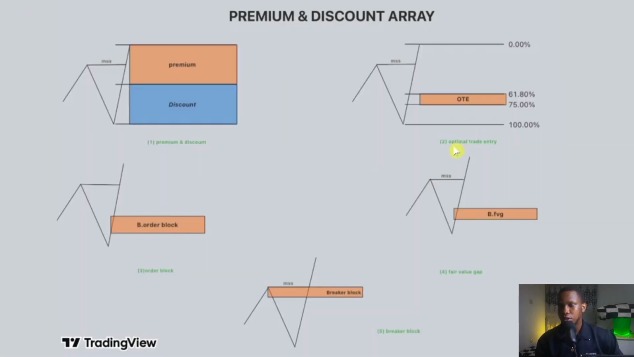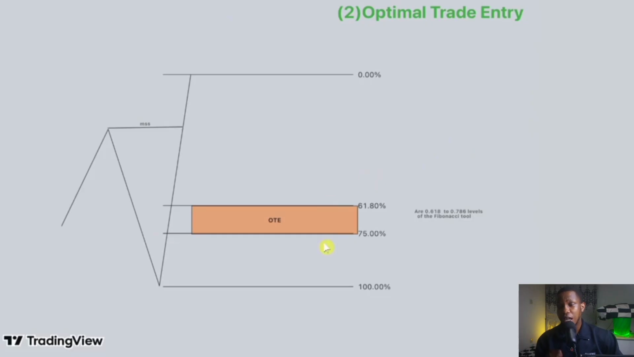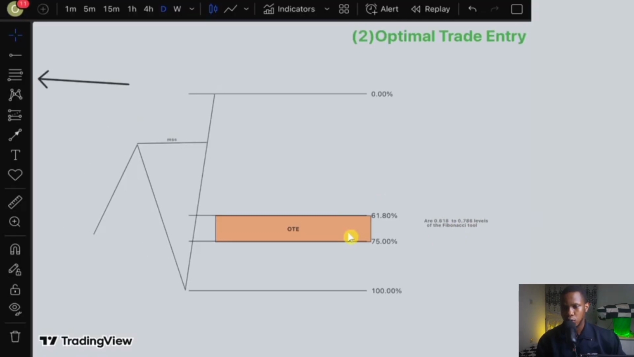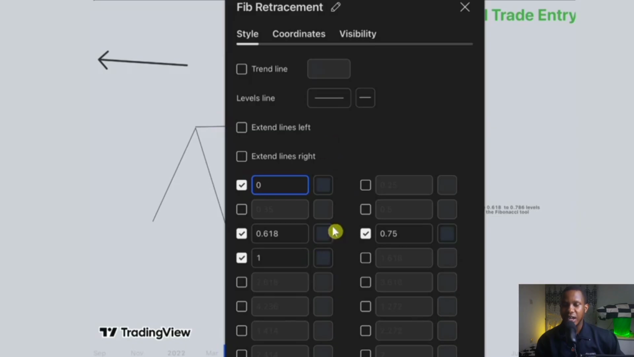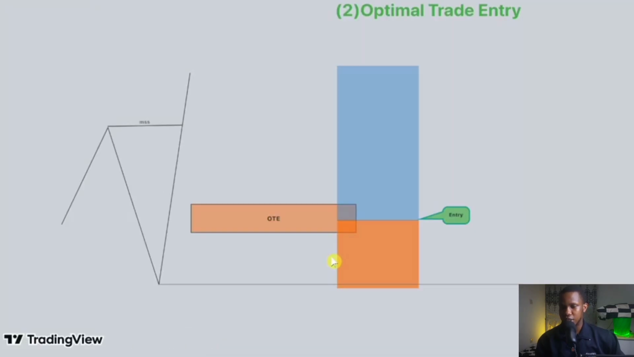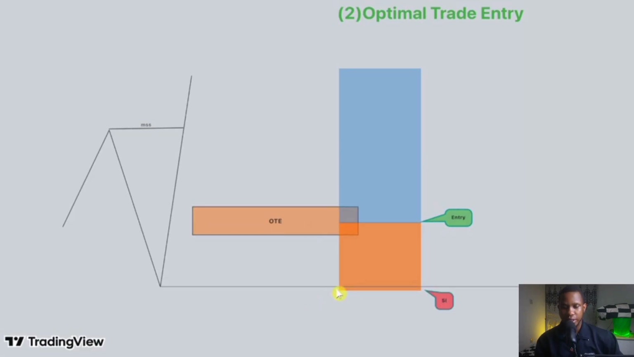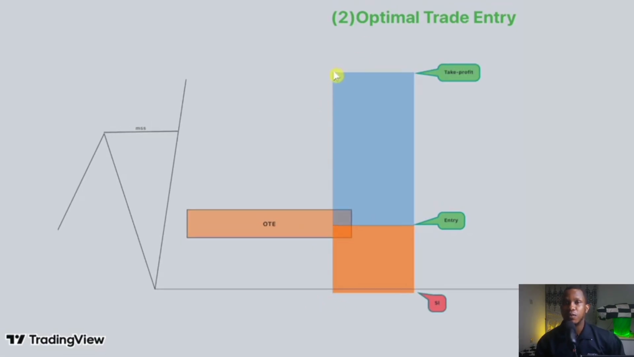Number two, the optimal trade entry, which adjusts your 0.618 to your 0.786 levels of your Fibonacci tool. To get to your Fibonacci tool, you check the upper left hand corner of your screen, and when you click on the settings of it, this is how I set mine. So this should lead you to this optimal trade entry, and here is going to be your entry, your stop loss below this low here, and here is going to be your take profit.